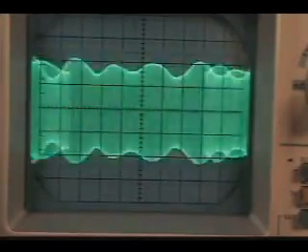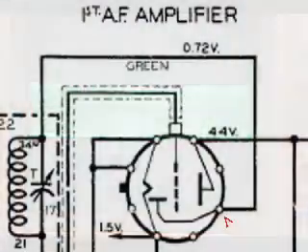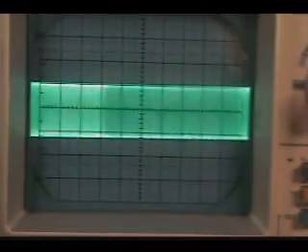Here I am moving the scope lead to pin 5 of the 1H5, which is the diode part of the tube. If you look closely, you'll see that it's actually only being modulated on the negative half or the bottom.